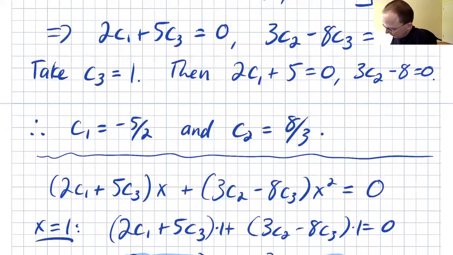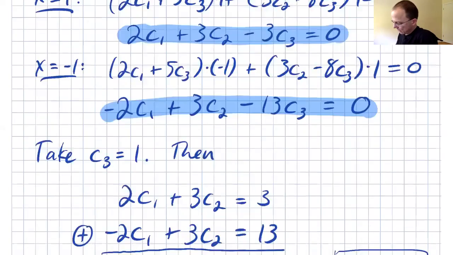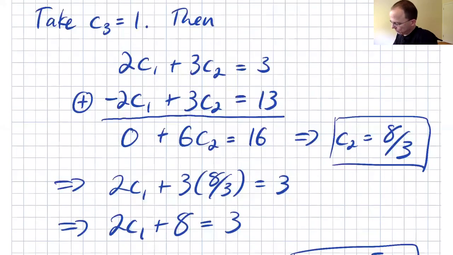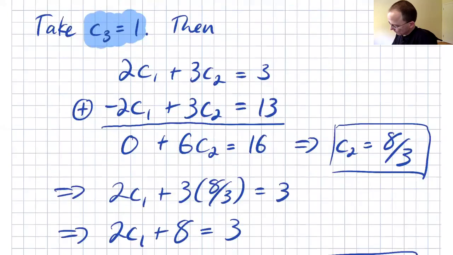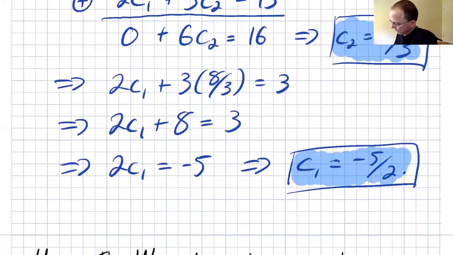So there's our initial non-zero solution showing that they're linearly dependent. And then we did this other technique and we ended up getting precisely the same values. So either way, we've shown that those functions are linearly dependent.